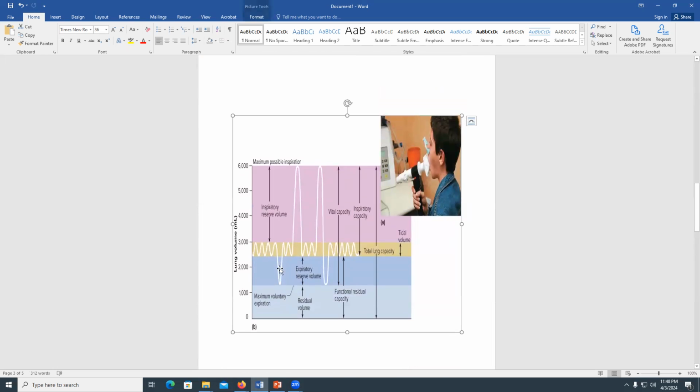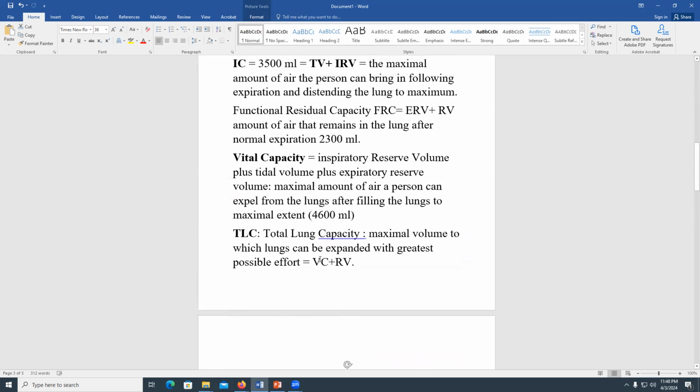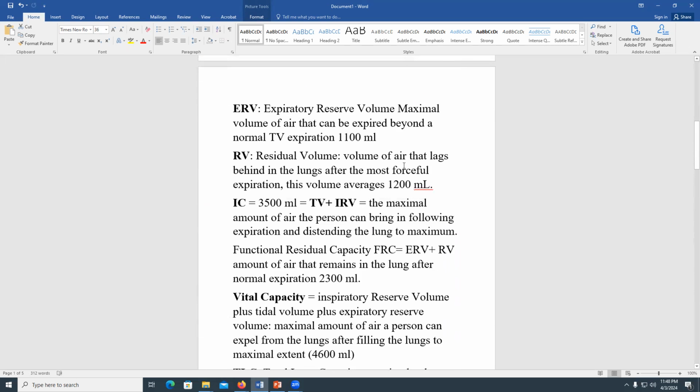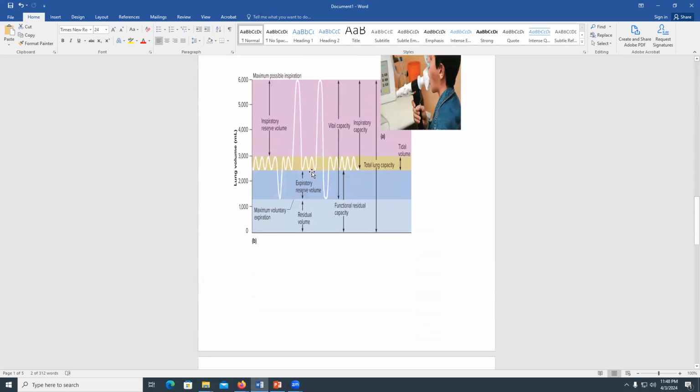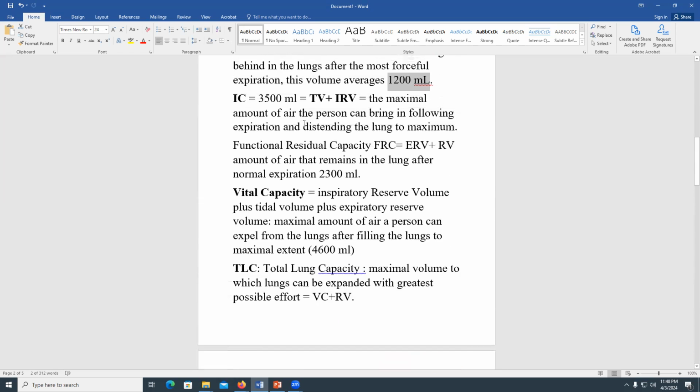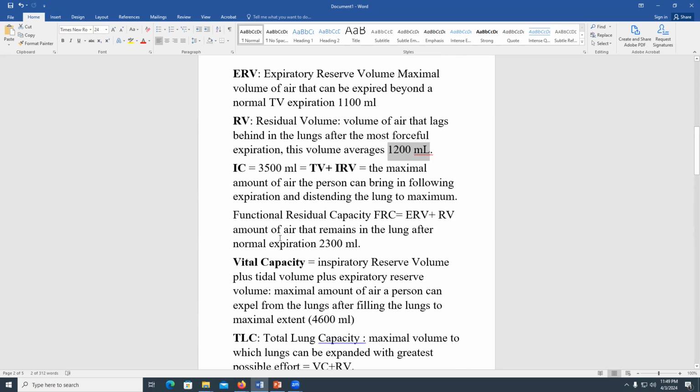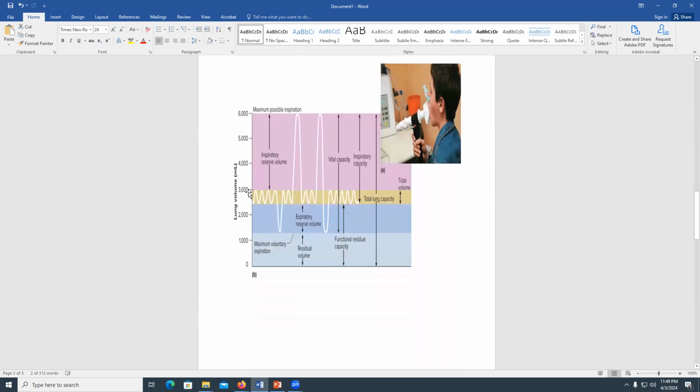Okay, so now let's look at it number-wise. So my residual volume is 1200 milliliters. So I must begin from 1200 milliliters. That is the amount of air. So the functional residual capacity is 2300 milliliters. So right here, 2300. This functional residual capacity is what keeps my lung inflated, prevents it from being deflated.